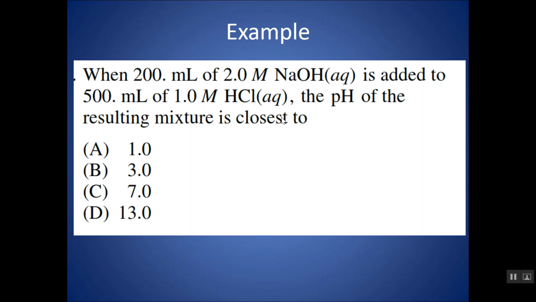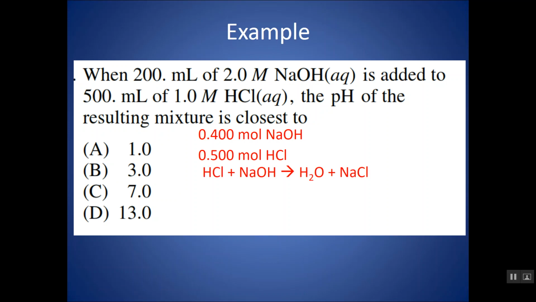Well, we need to find out what our reaction is, and we need to find out if one of these things is limiting the reaction, because we have enough information to get moles of each reactant. So if I take the volume, change it into liters, and multiply by the molarity, I find that I get 0.4 moles of NaOH starting, and I have 0.5 moles of HCl.